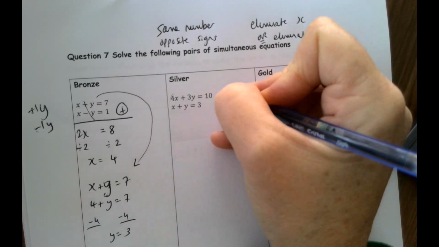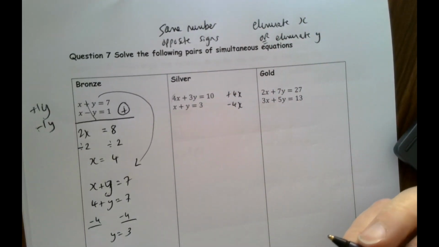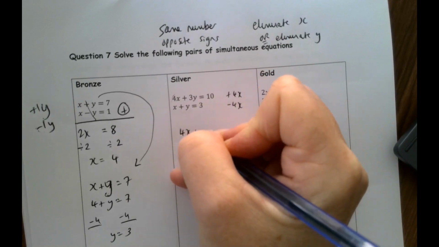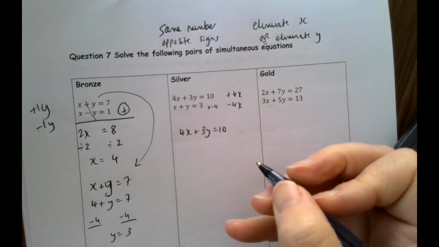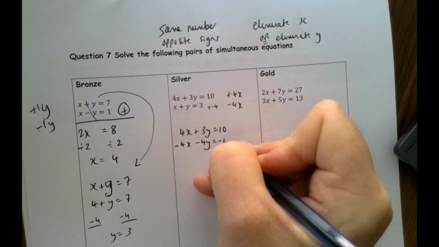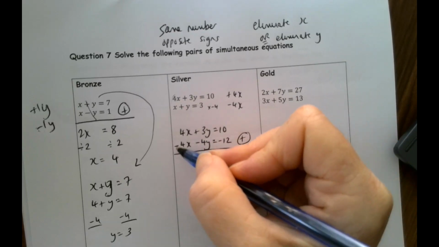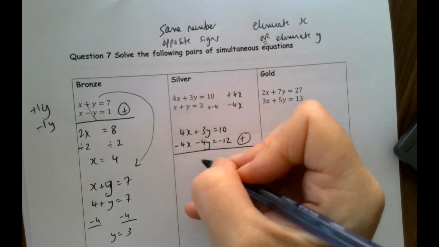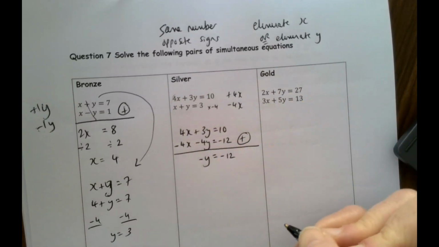I want this to be plus 4x, and I want the bottom one to be minus 4x. So the top line of our thing, with the bottom line, I'm going to multiply by negative 4. So negative 4x, negative 4y is equal to negative 12. Now I can add them together because they're the same number, opposite signs. 3y and minus 4y is minus y. 10 minus 12 is minus 2.